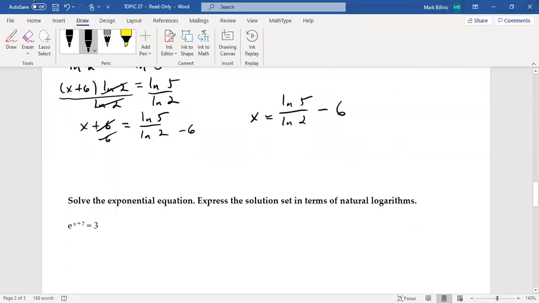Next, again, we're going to solve an exponential equation where the bases cannot be made the same. So the first thing that we're going to do is apply the natural log to both sides. Let's take one step back for a second and look at the natural log and what it means, and then we're going to solve this in a second. The natural log is the same thing as log base e.